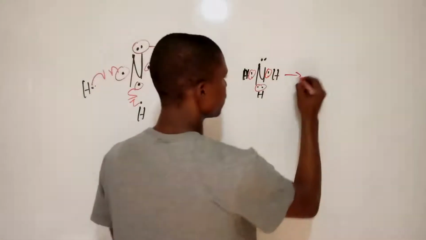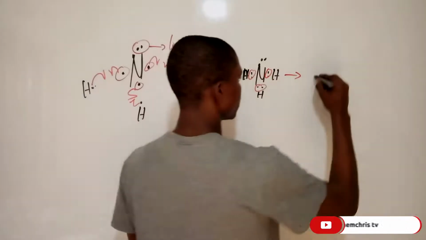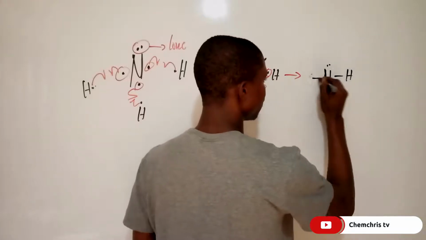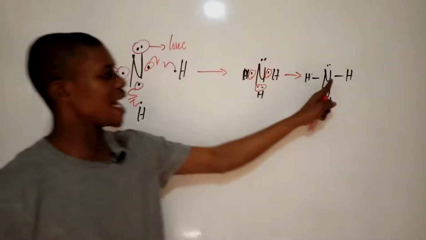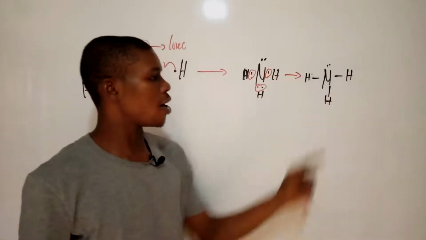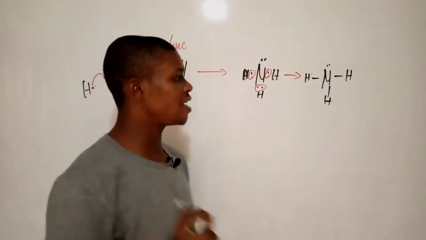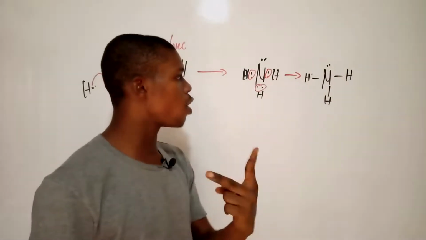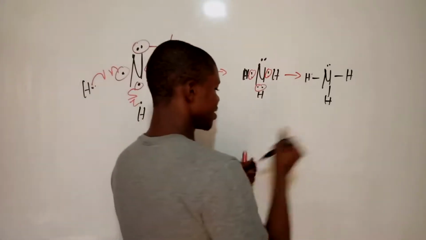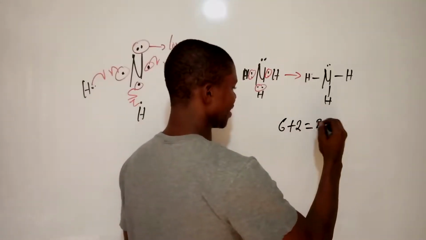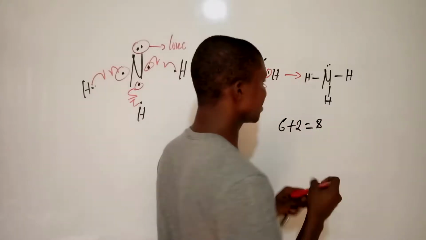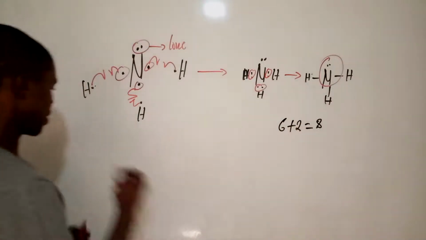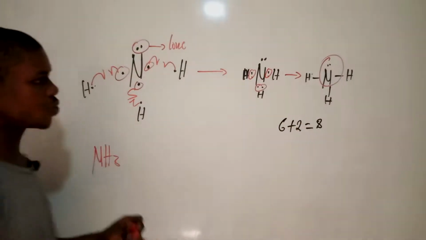So here I now have nitrogen, hydrogen, hydrogen, hydrogen. So you can see that nitrogen here now has how many bonds? 3 bonds. 3 bonds is how many electrons? 6 electrons. Then here we have a lone pair. A lone pair contains 2 non-bonded electrons. So 6 plus 2 is equal to 8. So nitrogen has the octet of electrons here. So this is now the Lewis structure for NH3. NH3. So this is the Lewis structure.